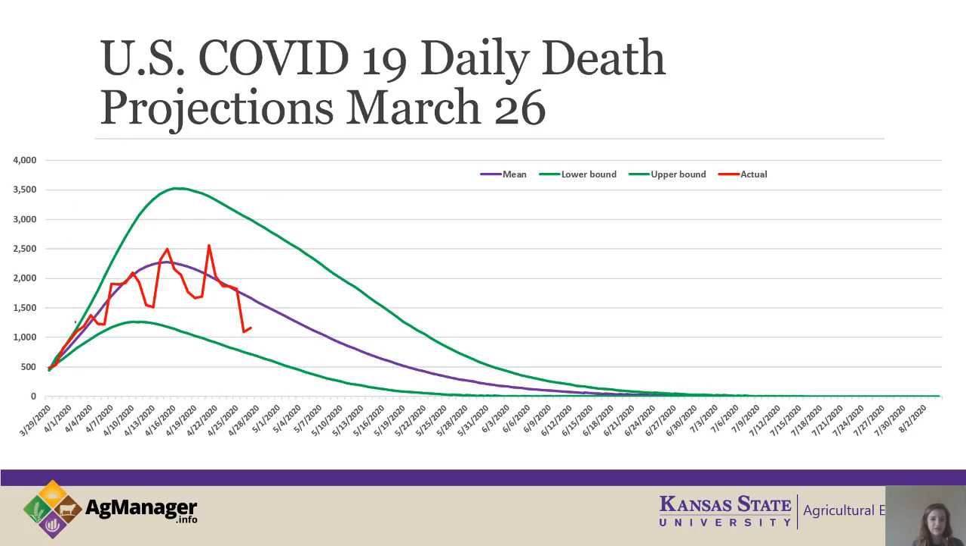In terms of the U.S., this is the same type of approach. We're looking at the mean daily deaths projected in the U.S., along with the upper and lower bounds. So you can see in the case of the U.S., the model has been a little bit more accurate in tracking this mean. We've seen the actual data go up and down as to be expected, but in general, it's falling pretty close to this mean and within the upper and lower bounds. So we can see the March 26th model has been pretty accurate in tracking how the U.S. daily death projections would play out.